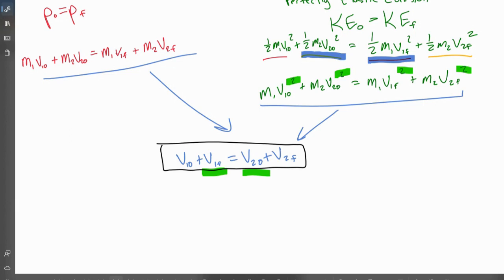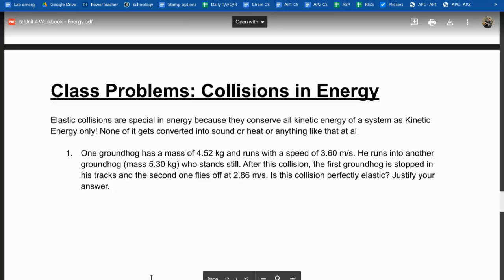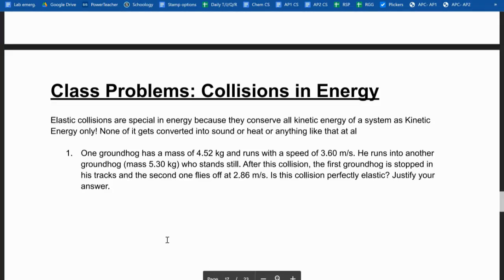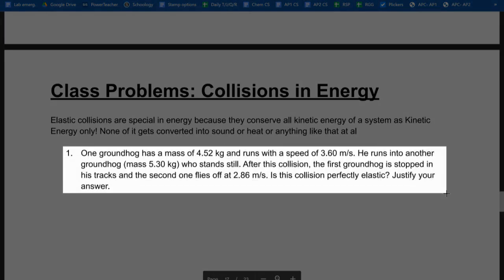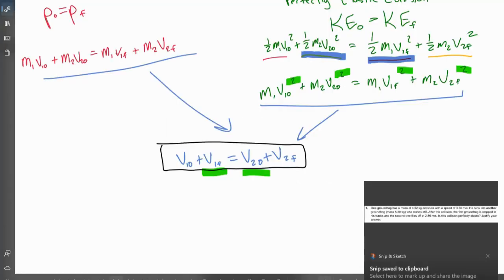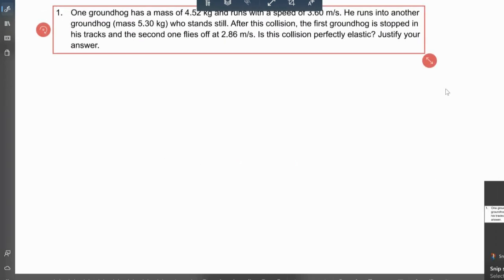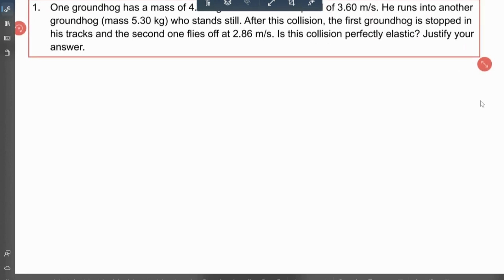All right. With the context of that, let's take a look at some of these practice problems. So if I can get over to my browser, here we go. I'm on class problems. This is page 17 in your workbook. By the way, these are all groundhog themed because the year I wrote these, I taught this on Groundhog Day. And then I decided to just keep it because groundhogs are really cute to imagine running at each other and just bouncing off. Okay. So we've got question number one.